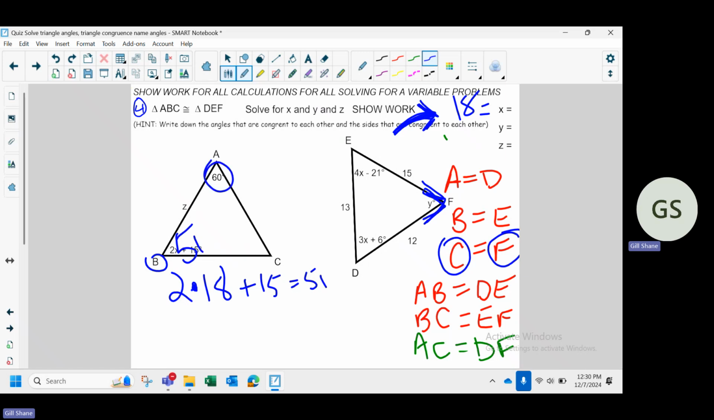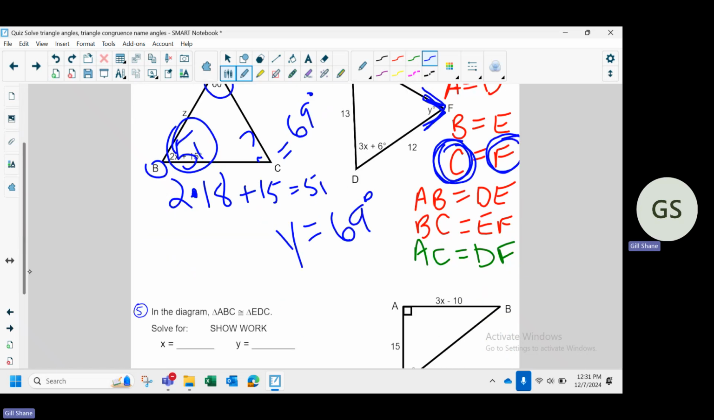Well, I know that's 60. I know that's 51. These three added together have to be 180. So if you do the math on that, add those 60 plus 51, subtract it from 180, C equals 69 degrees. And that's the same thing as Y, because again, we said C matches up with F over here. And Y is the measure of F. Y degrees is the measure of F. So that Y equals 69 degrees.